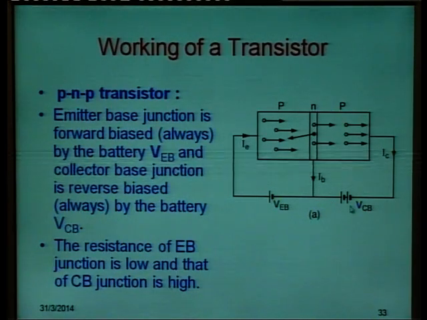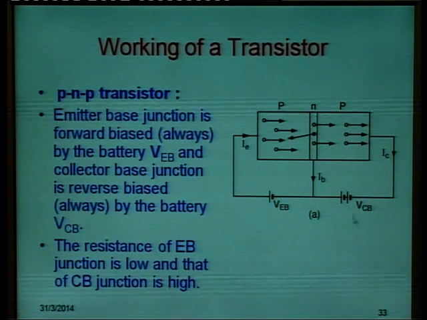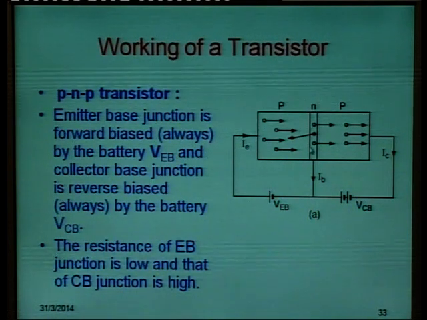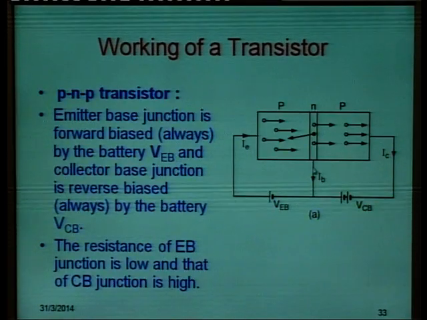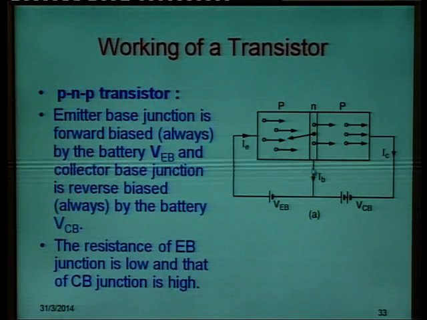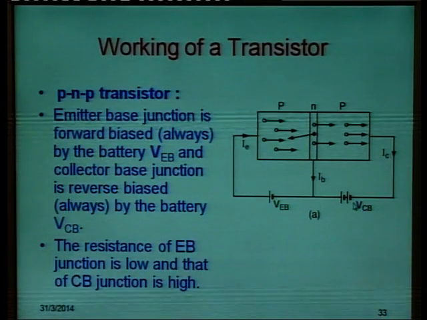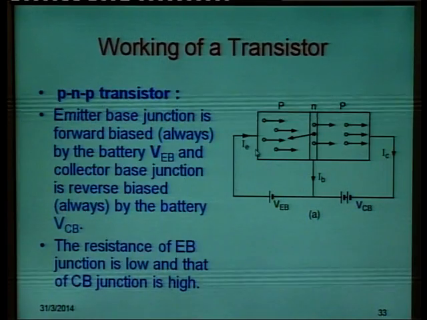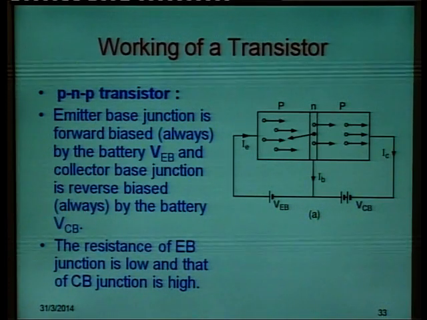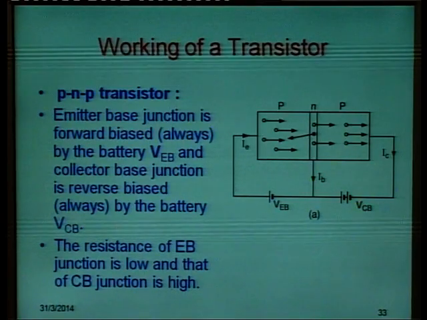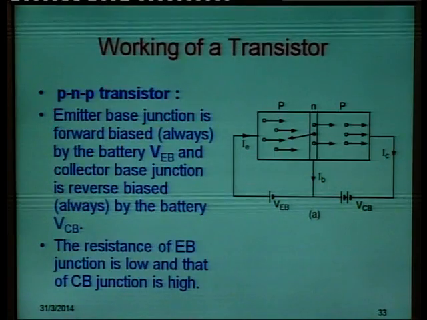Reverse bias means negative of the battery going to the positive type, positive to the negative type, and forward biasing means positive to the P type, negative to the N type. So, here the battery is VCB. As emitter base junction is forward biased, the resistance of emitter base junction is low, and as collector base junction is reverse biased, resistance of collector base junction is high.